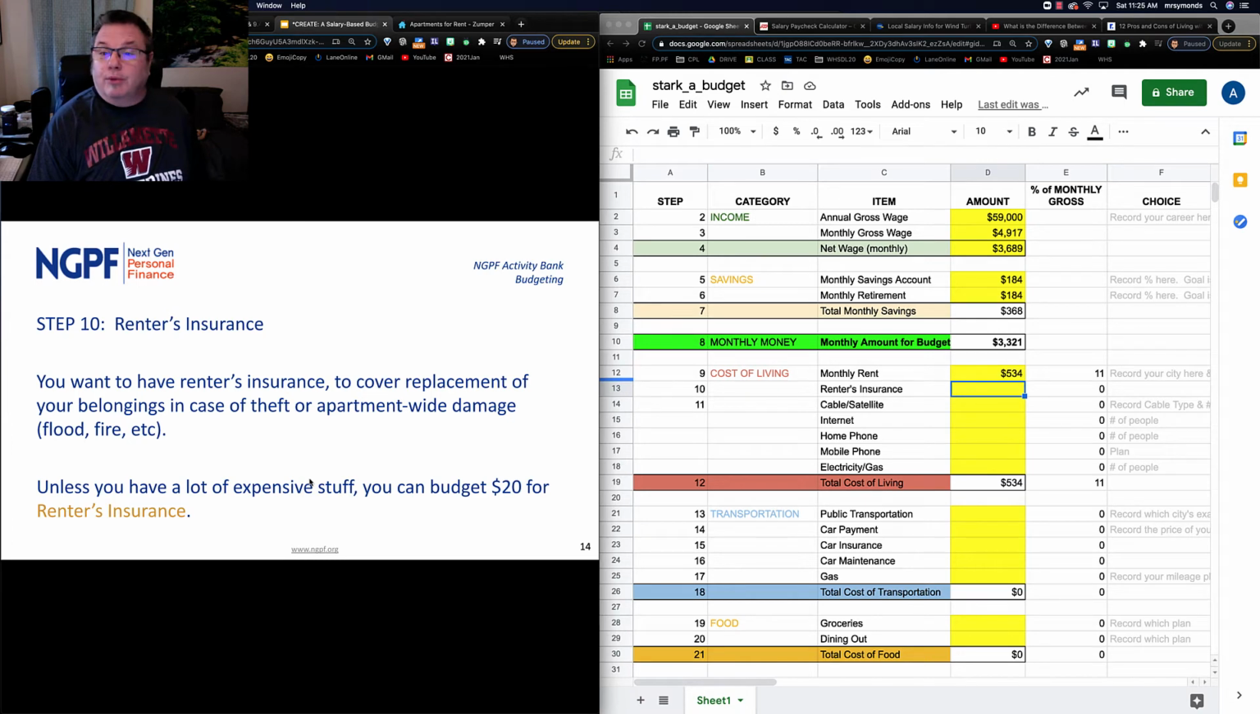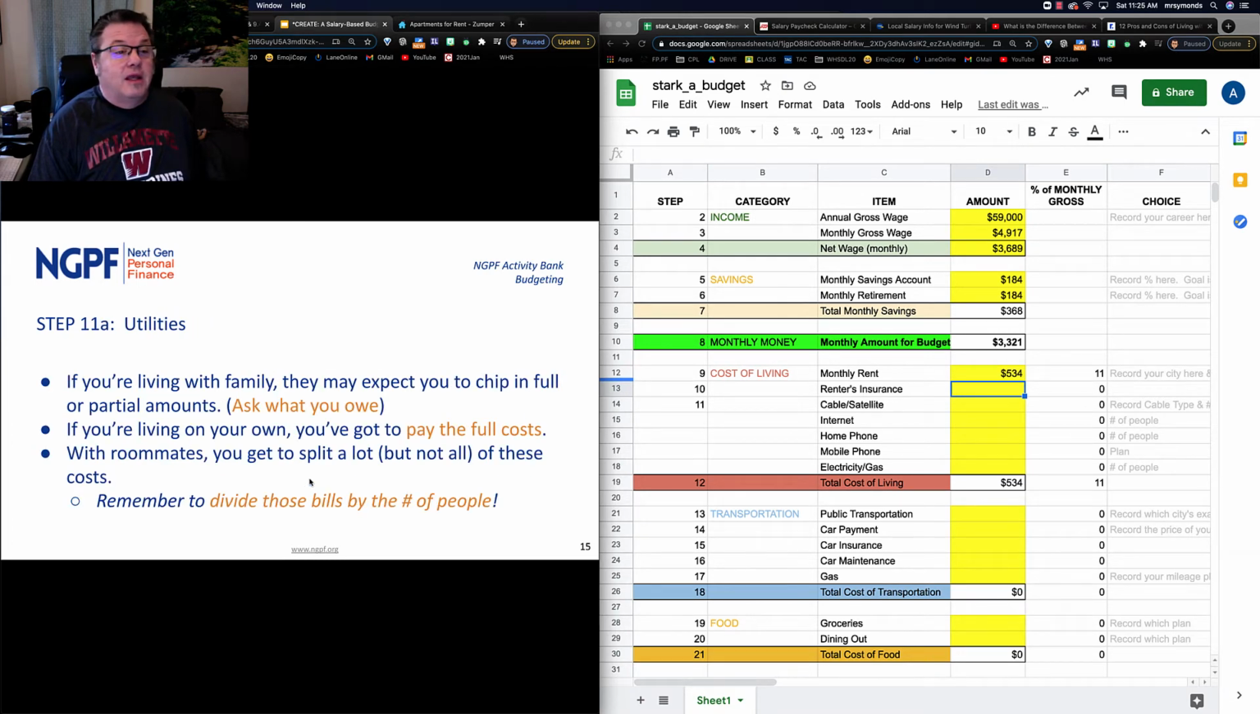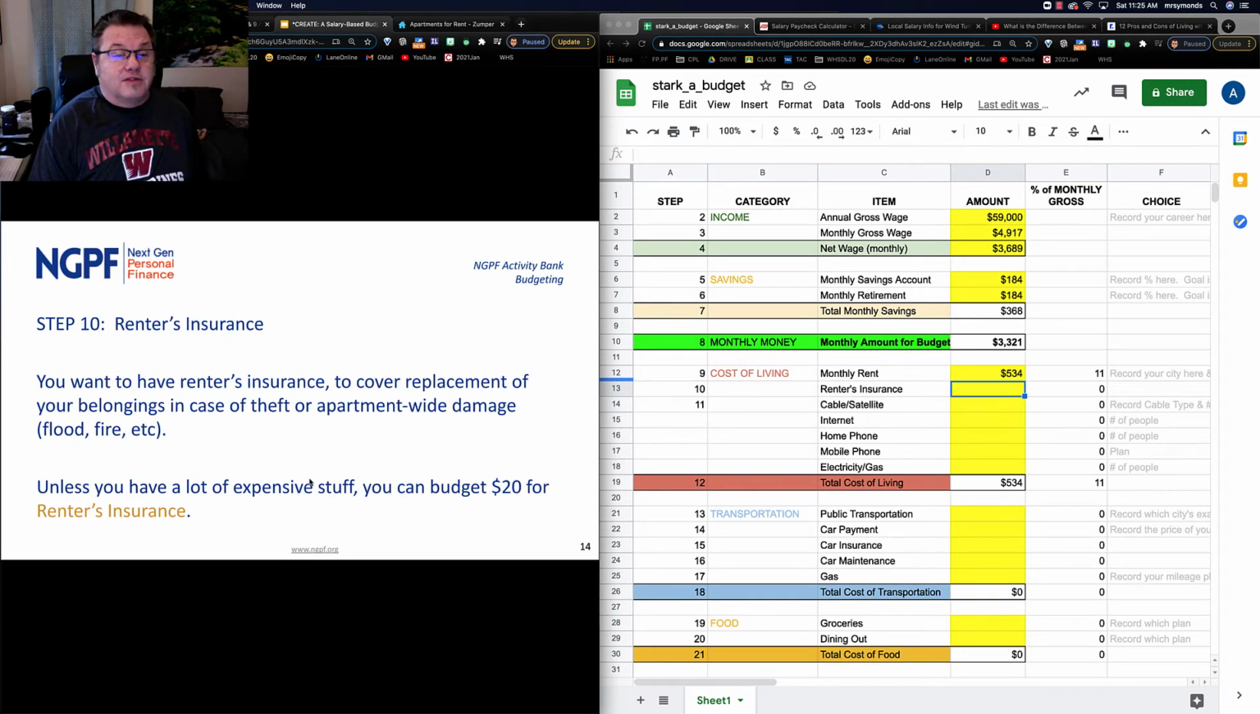Renter's insurance, you're going to put renter's insurance in number 10. And that's individual. You can't divide by the number of people. It'll show you which ones you can divide by 2 over here on the side. So your internet, your home phone, your mobile phone, you got to pay by yourself, the electricity and gas.